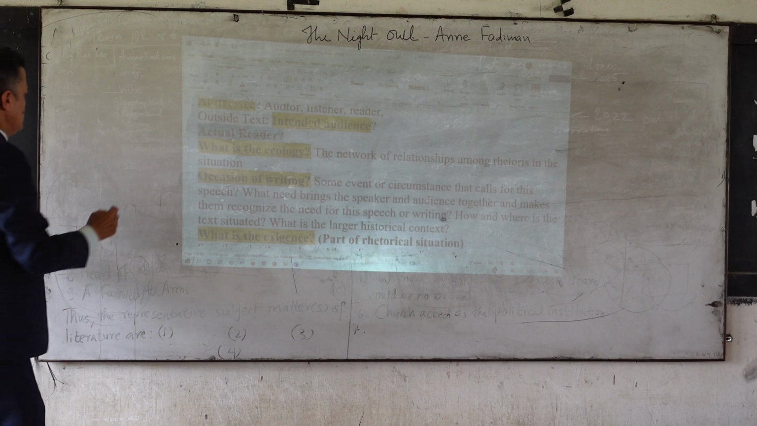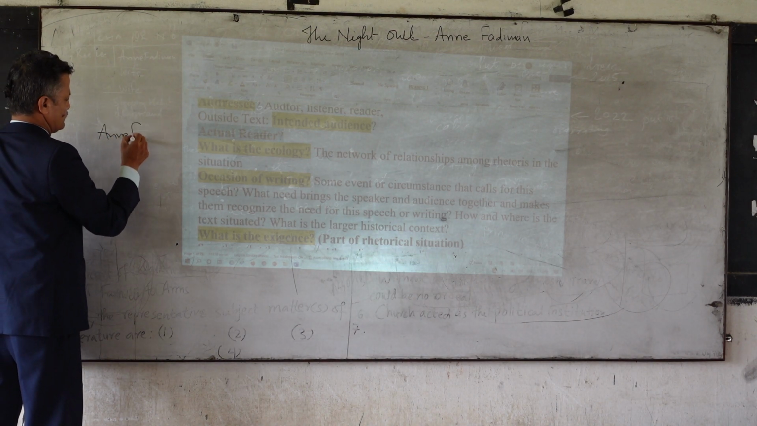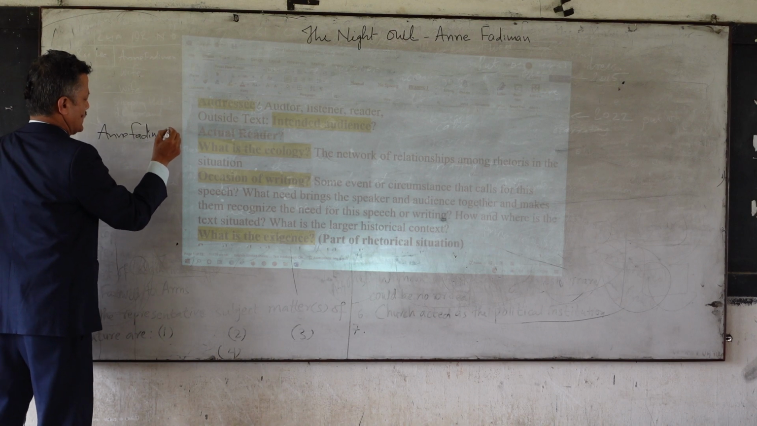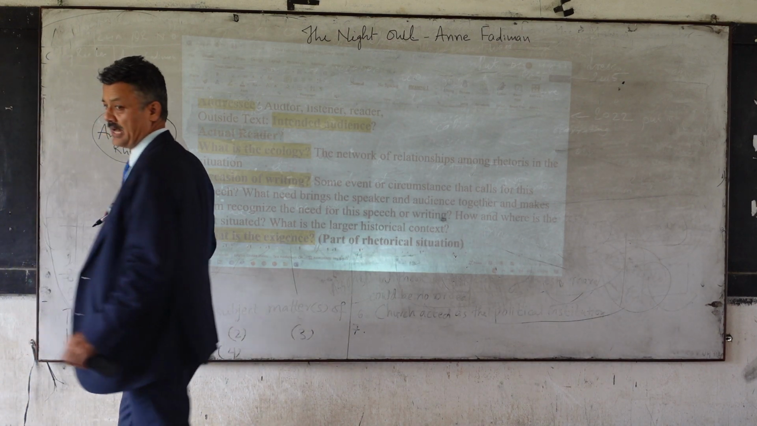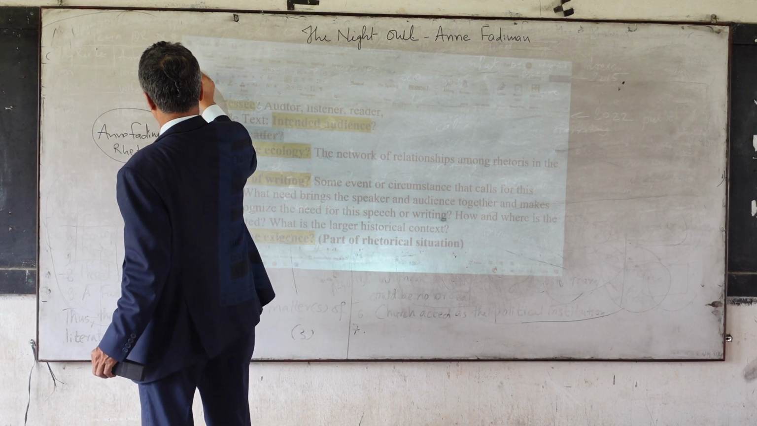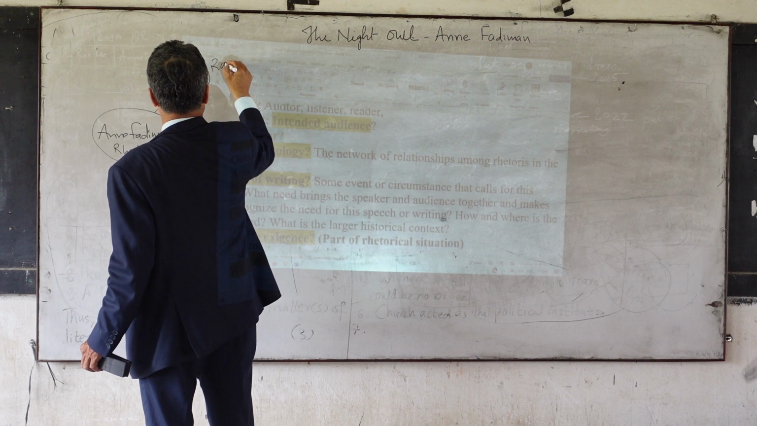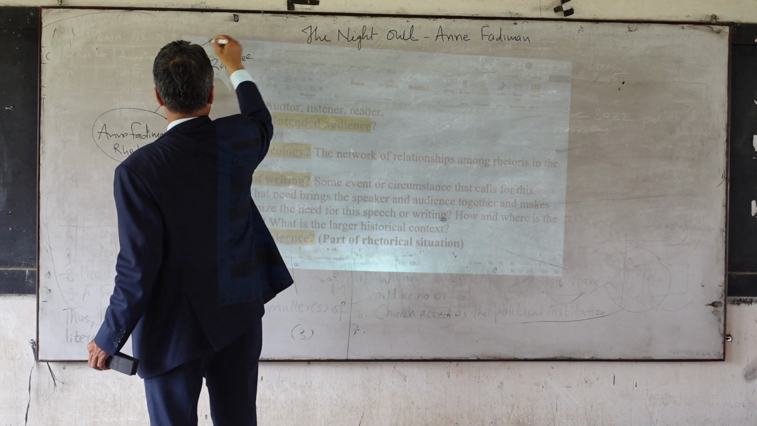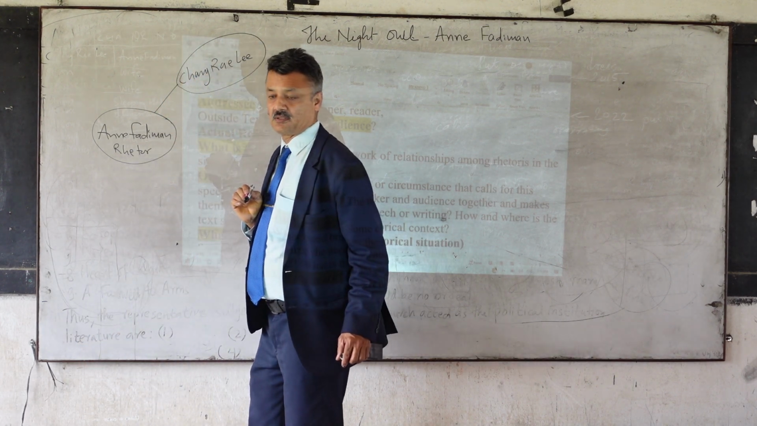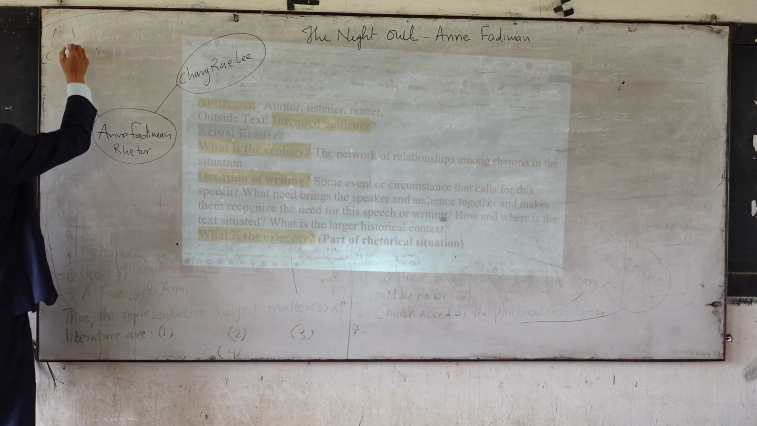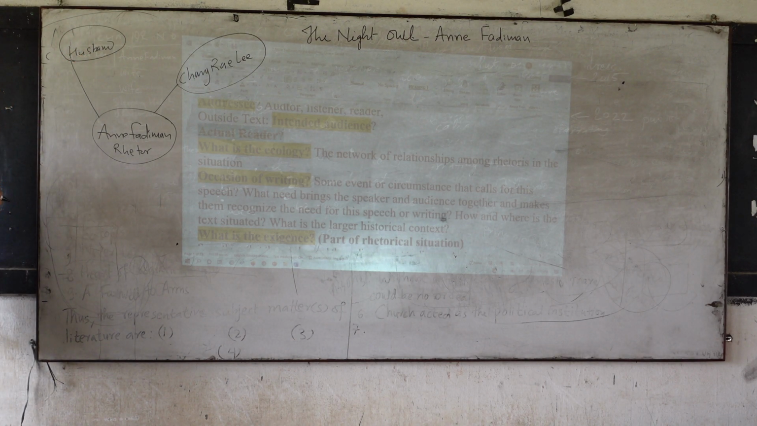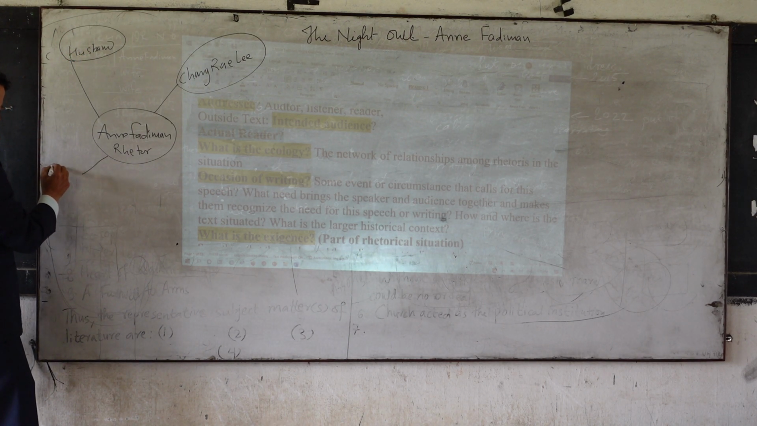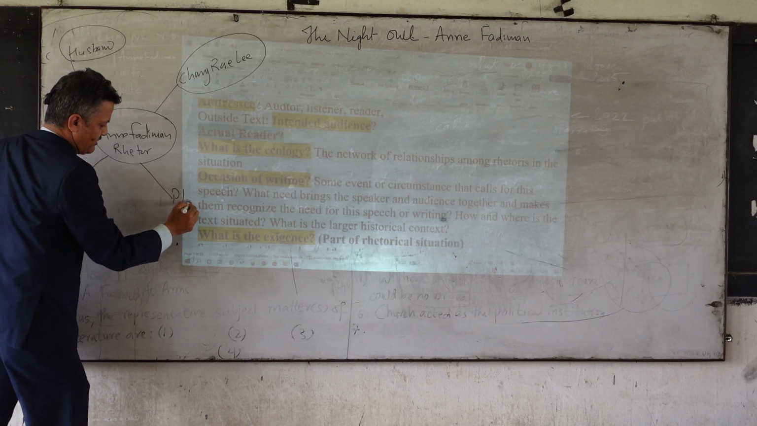Ecology means, suppose we have Anne Fadiman. She is the rhetor, right? Yes. Now we have Chang Rae Lee. He is another rhetor, right? Yes. Then we have the husband, the addressee, right? Then we have a time when she wrote this, right? Then we have a place where she wrote it, right?